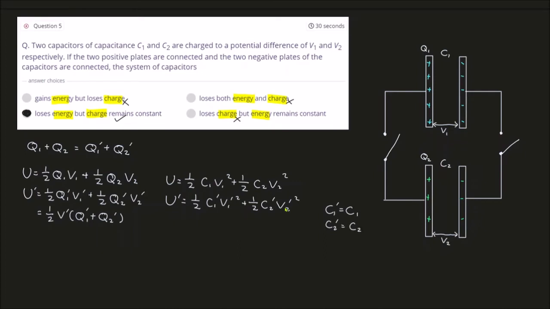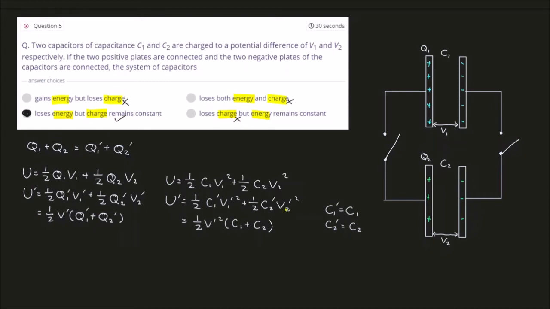We also know that V1 prime is equal to V2 prime. So actually we can also factorize it out to become half V prime square times C1 plus C2. Of course, once I reach here, I'm also quite stuck, not sure how to go forward with this question.